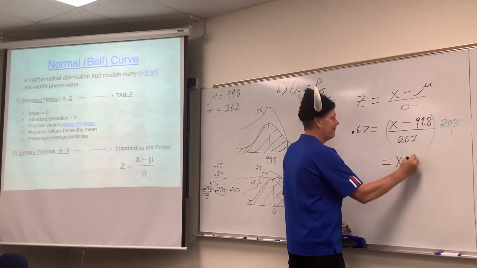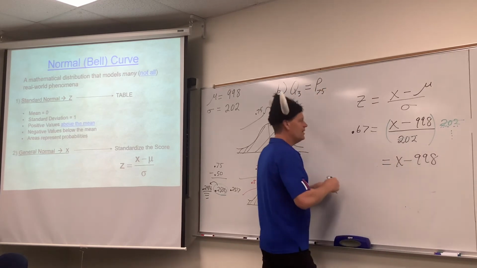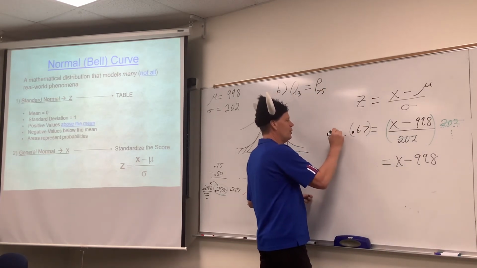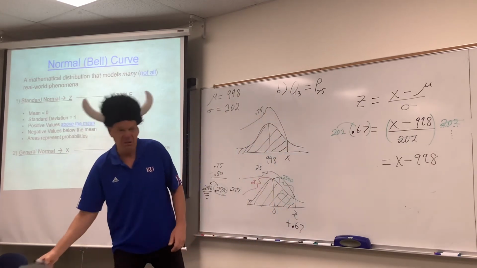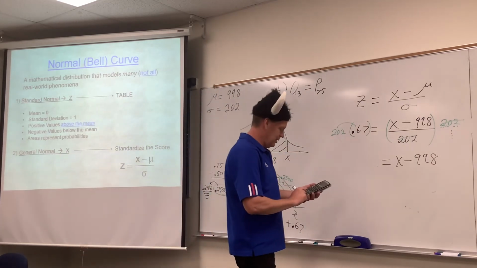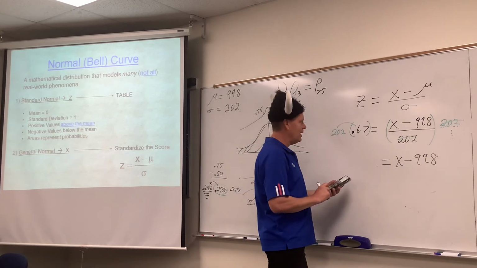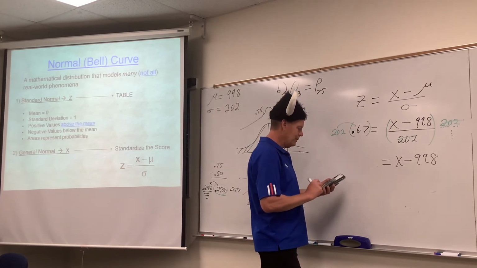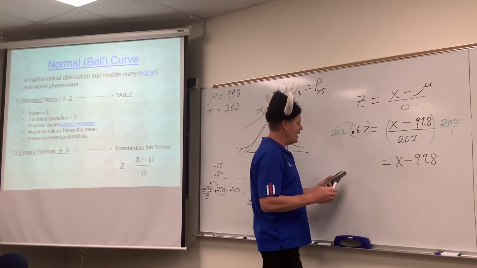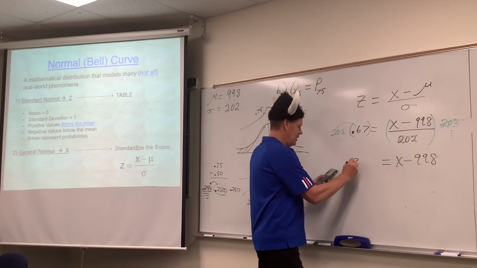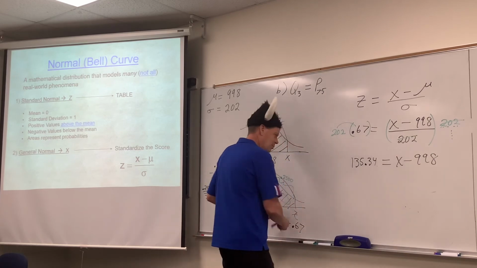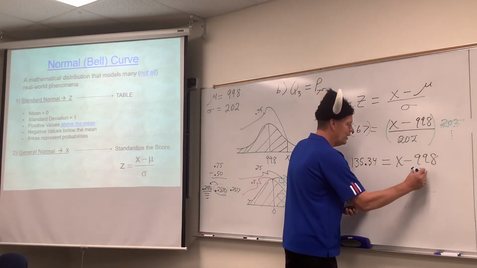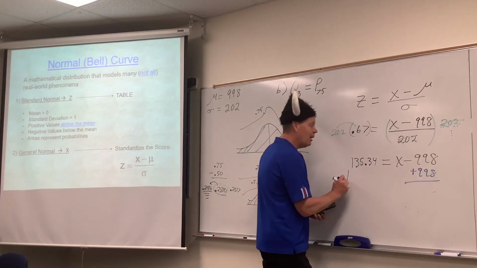All right. And then on this side, we'll multiply the 0.67 by 202 as well. All right. And again, this is just arithmetic, right? Now it'll serve me right if I do something wrong, after being so snobbish about it.